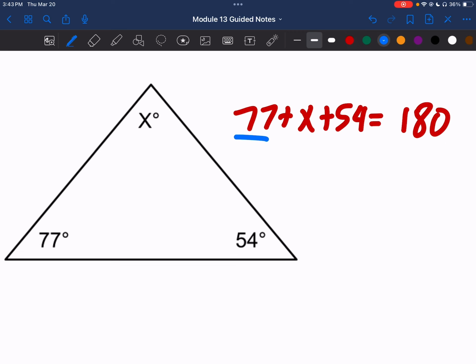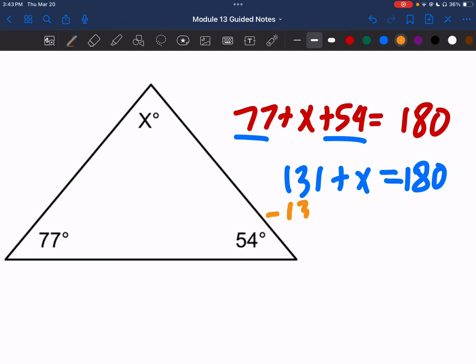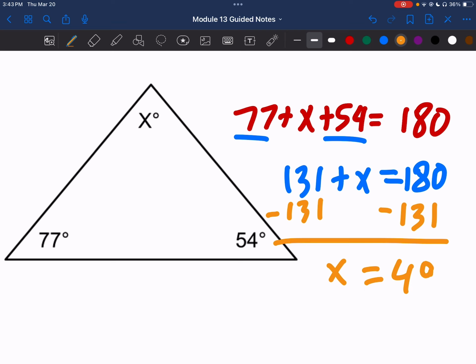So first thing we need to do, combine like terms. 77 plus 54 is 131 plus x is equal to 180. Then we subtract 131 from both sides, and we get that x is equal to 49 degrees. Make sure that you are including the degree symbol when appropriate. When you're actually getting a degree answer, make sure you have a degree symbol.